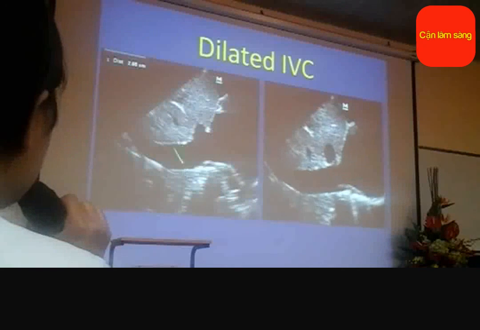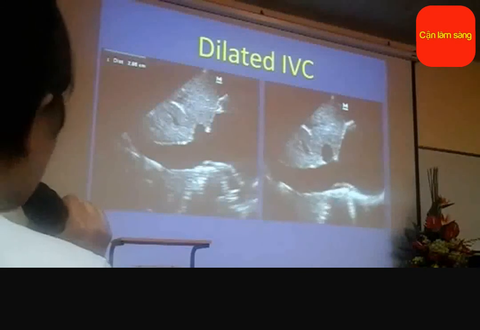And here we're measuring the IVC. This one measures 2.8. So any measurement greater than 2.1 is dilated.